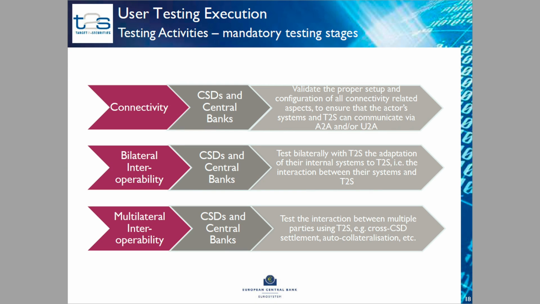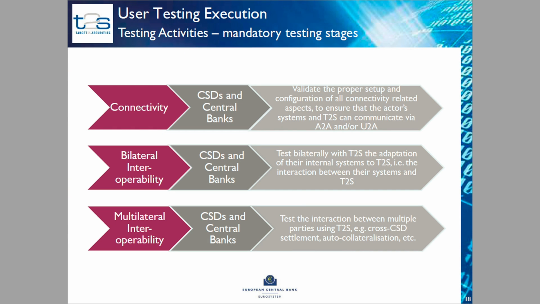Bilateral interoperability is then the first testing stage where the CSDs and central banks will test the functionality of T2S. And the aim there is to see that the CSD and central banks' internal systems are correctly adapted to T2S, and that it's not only maybe the functions and the processes in the internal systems, but also to see that the necessary configurations of data are correct in the T2S system. But the main point here is that it will be interaction between the CSD or central bank system and T2S bilaterally. No one else is involved.